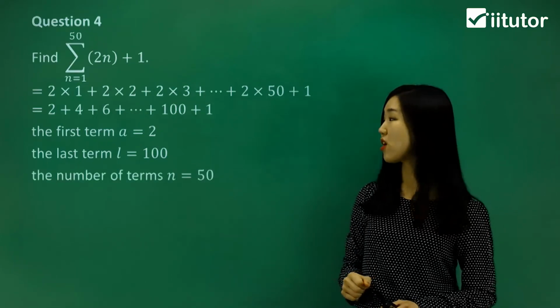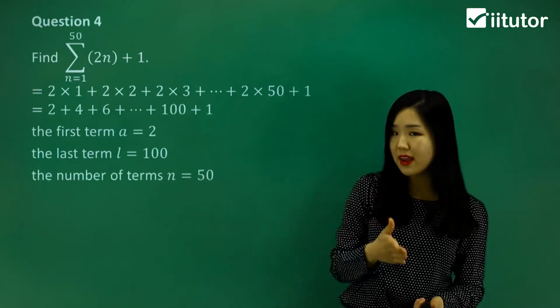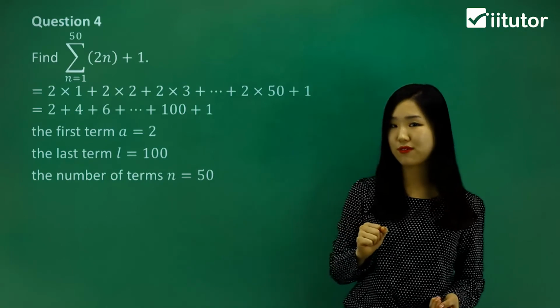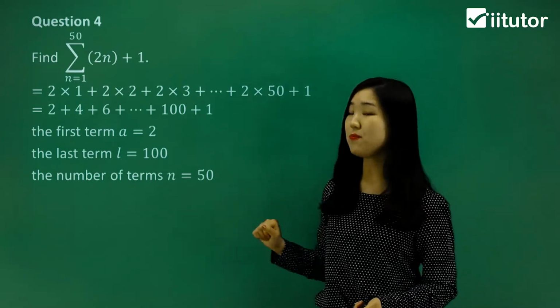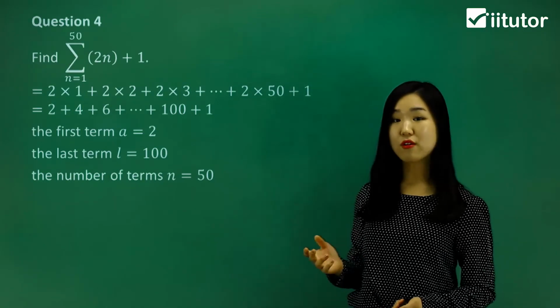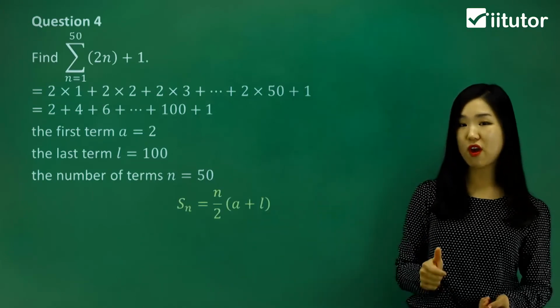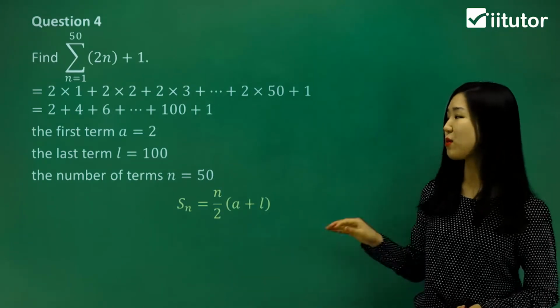And the number of terms is again 50 because it's from when n equals 1 all the way to when n equals 50. So n is going to be 50. So let's put it into our arithmetic series formula. You remember the first term plus last term formula? That's what we're going to be using.